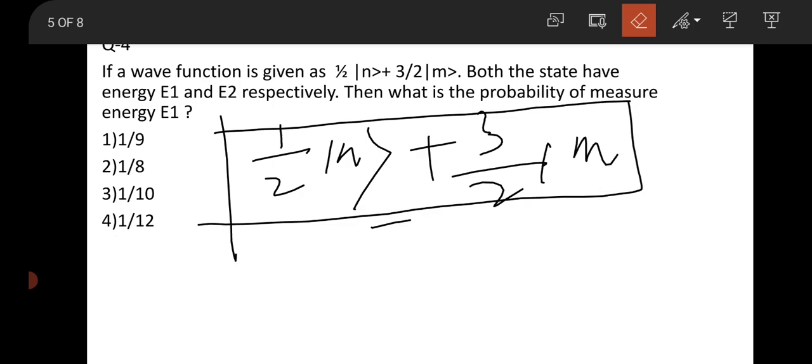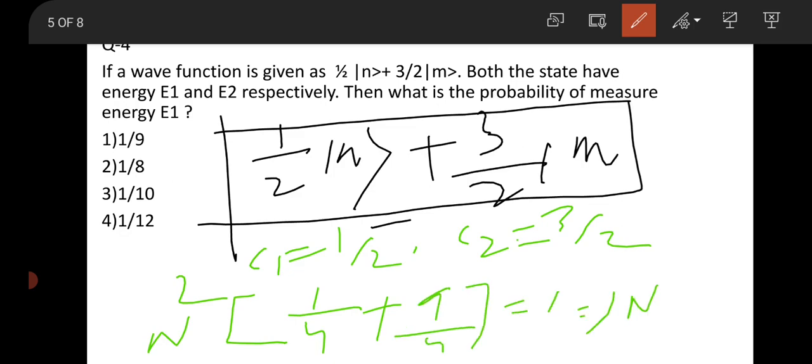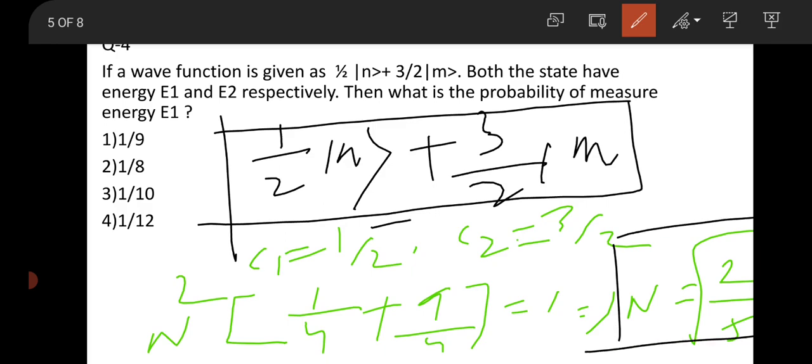To check the normalization, we follow this method. Here C1 is equal to 1 by 2 and C2 is equal to 3 by 2. Use the normalization constant: n square into C1 square, that is 1 by 4, plus C2 square, that is 9 by 4, is equal to 1. That implies n equals root over 2 by 5. So this is the normalization constant.